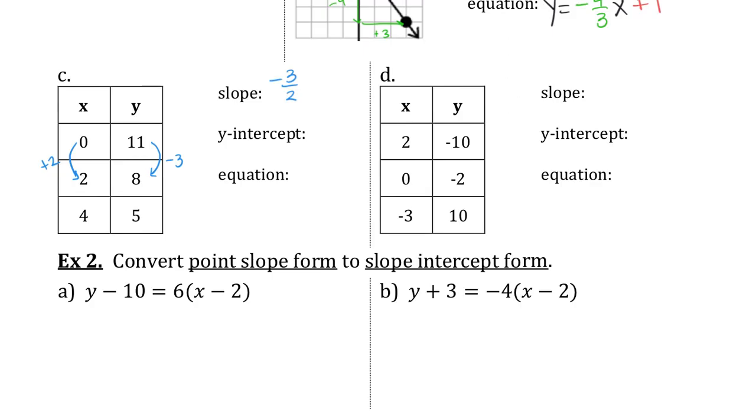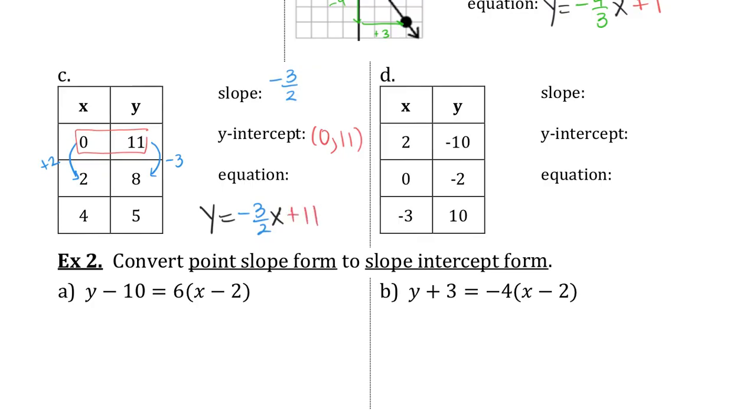Okay, the y-intercept. Well, I know it's 0 comma something. So I'm going to look at the given information in the table. I have 0, 11, 2, 8, and 4, 5. The y-intercept is 0 comma 11. So the equation is y equals mx plus b.